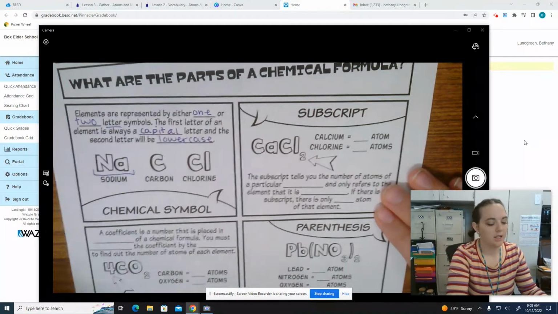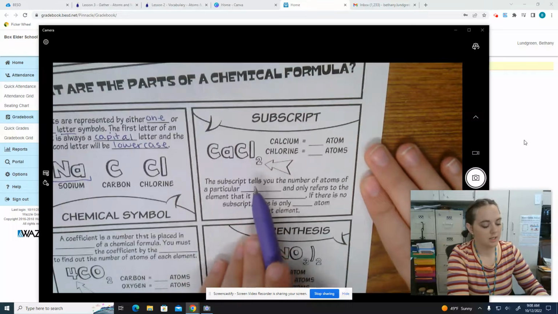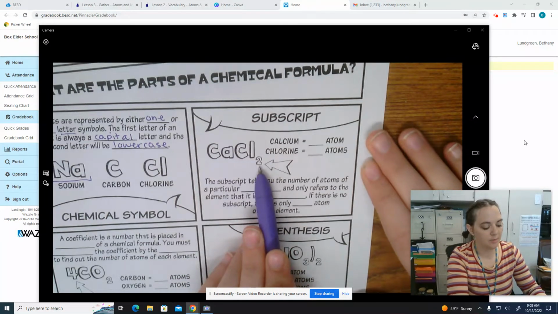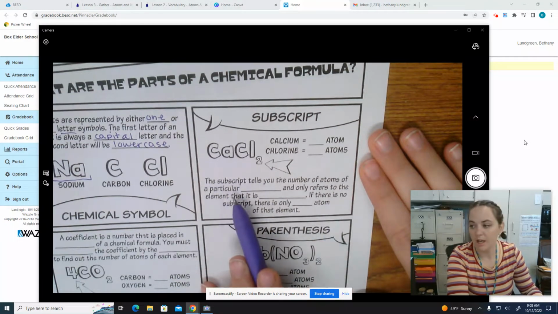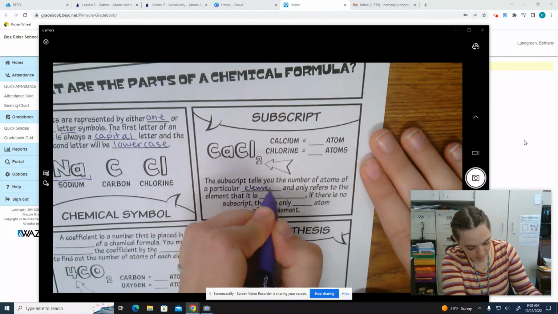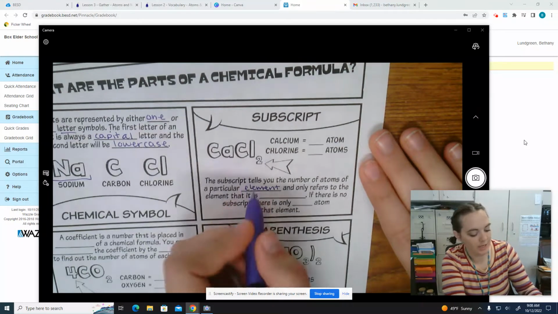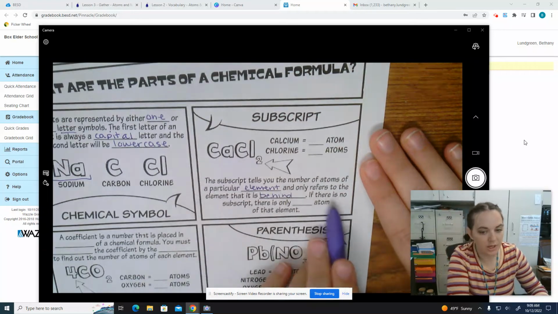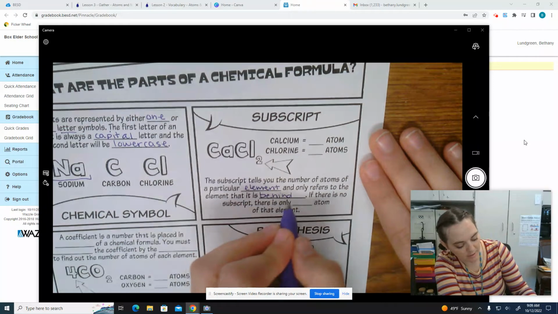Okay. Now the next one is a subscript. A subscript is the little tiny numbers down here. The subscript tells you the number of atoms of a particular element and only refers to the element that it is behind. If there is no subscript, there is only one atom of that element.